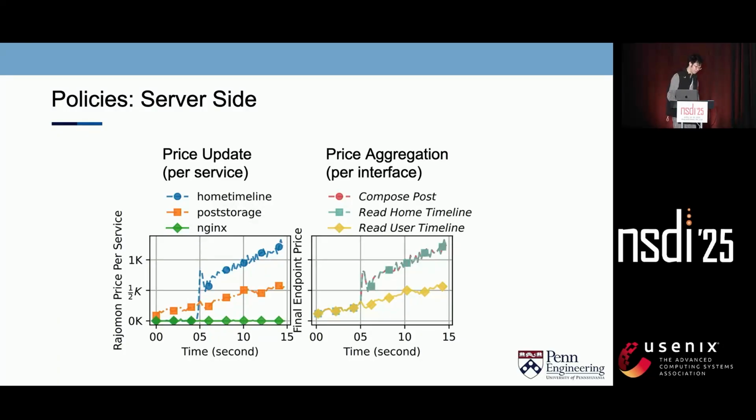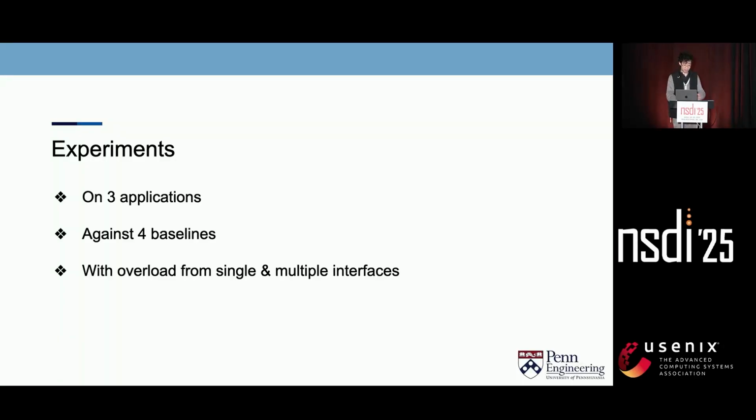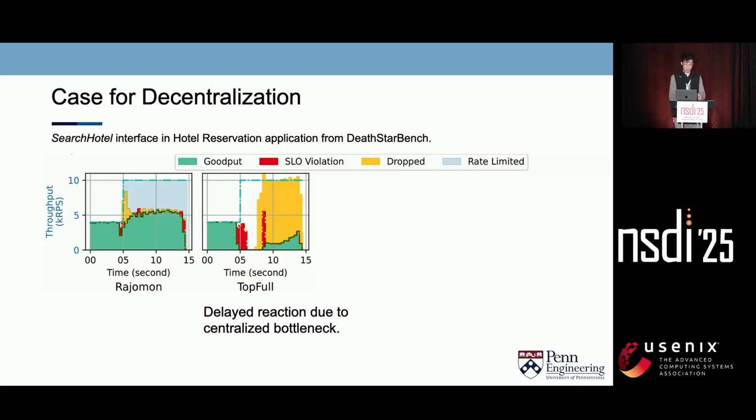I don't really have a lot of time, so I'm going to skip how prices are aggregated. If you are curious, please check out our full paper. We actually evaluated Rajomon extensively with 4 baselines on 3 different applications and multiple interfaces. I'm just going to show you a small subset of the experiment to see how it actually works out with and without the goodput control desiderata.